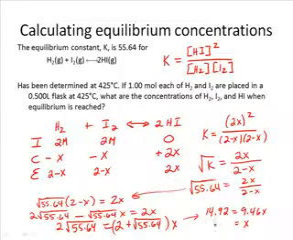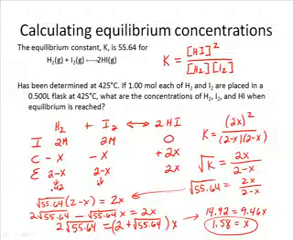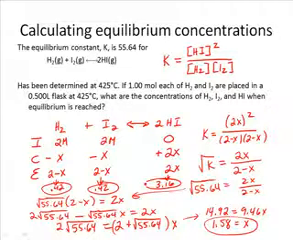So I get 1.58 for X. Then I'm going to take this X and plug it into the equilibrium expressions up here. So 2 minus 1.58, I would get 0.42 for the hydrogen. Same thing, 0.42 for the iodine. And 2 times 1.58, I would get 3.16 for the hydrogen iodide. Okay?